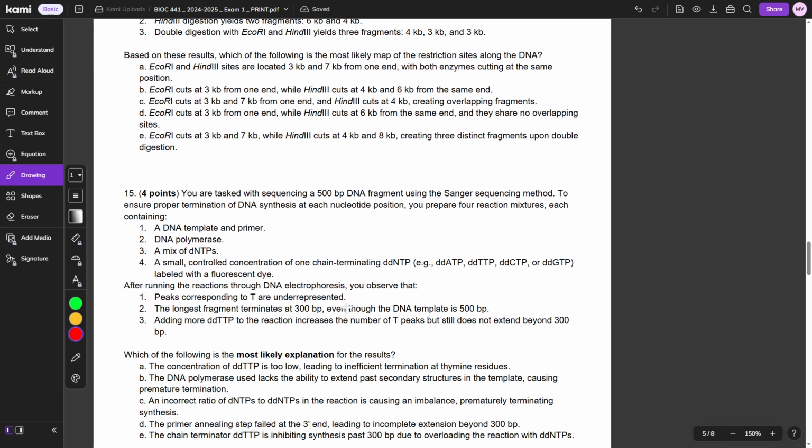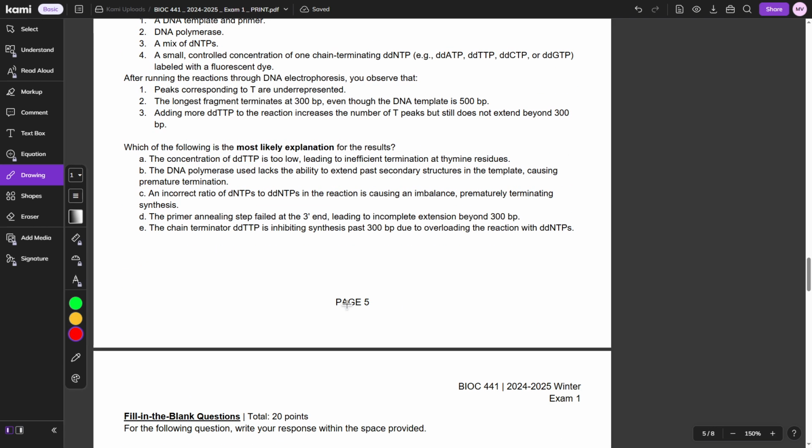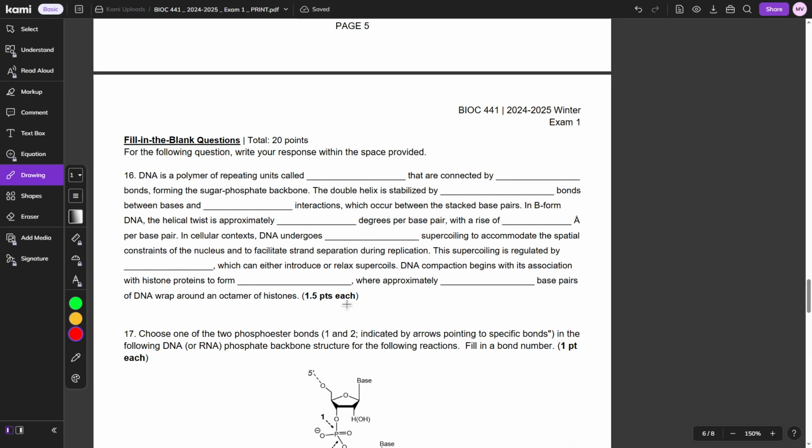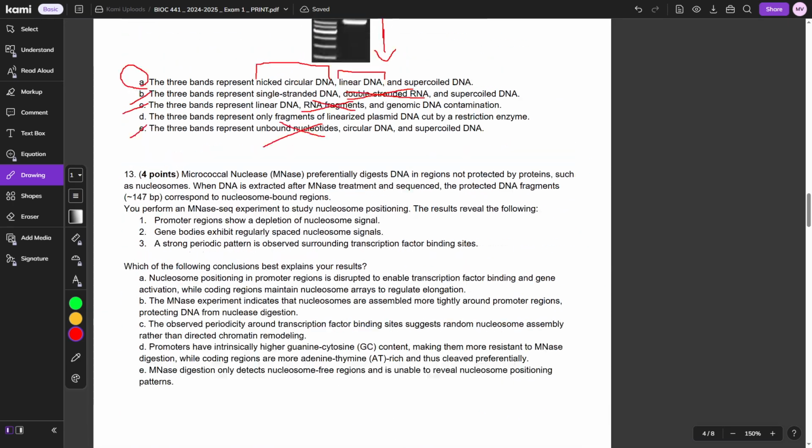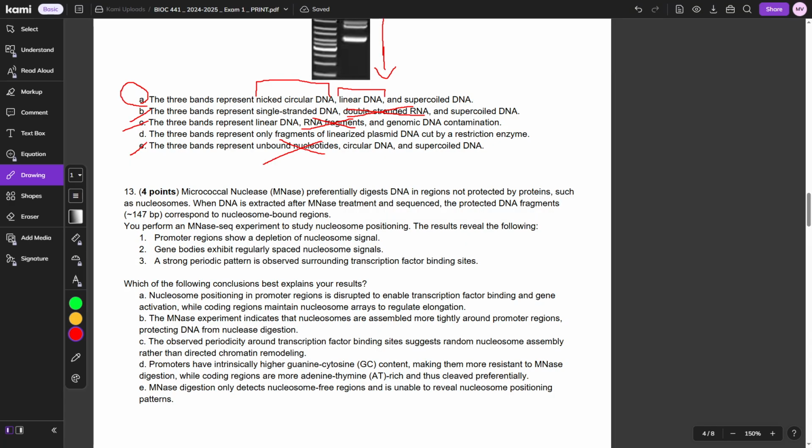I believe, okay, so questions 13, 14, and 15 are prime examples of multiple choice questions that require a bit of data analysis and understanding of how data works in a lab setting, basically. So we're going to go over these. I'm going to try and explain these. Hopefully they make sense. So 13, micrococcal nuclease, MNase, preferentially digests DNA in regions not protected by proteins.